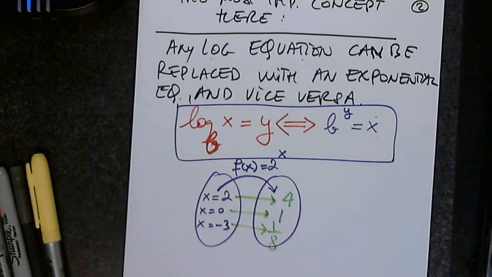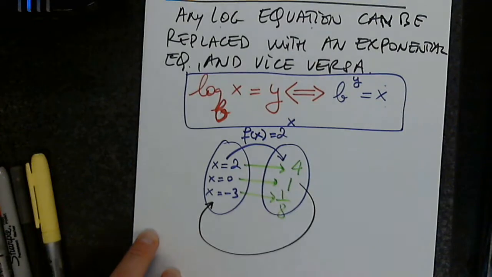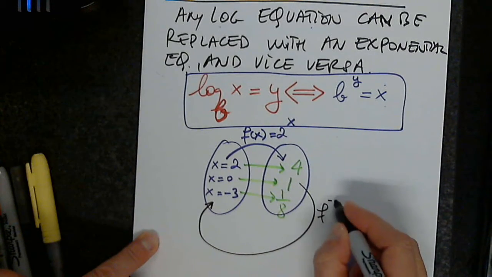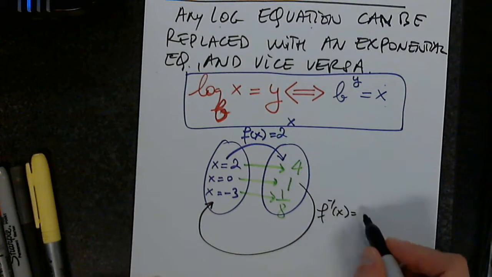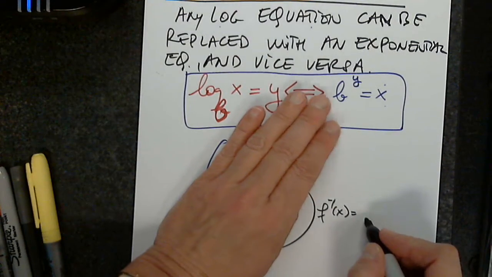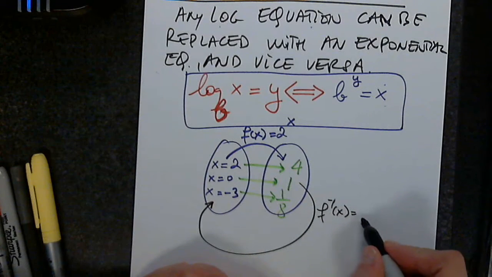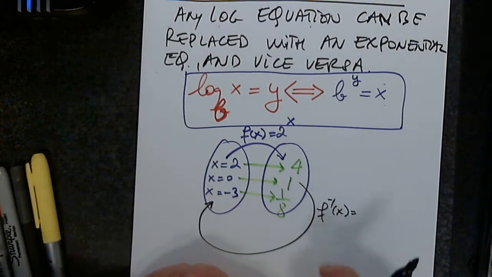Perfect. So now I have to show you that when I go back to this set, I go back with f inverse. Can anyone dictate what I should write? What is the f inverse of 2 to the x? I just want to write the function here. The inverse function of 2 to the x.